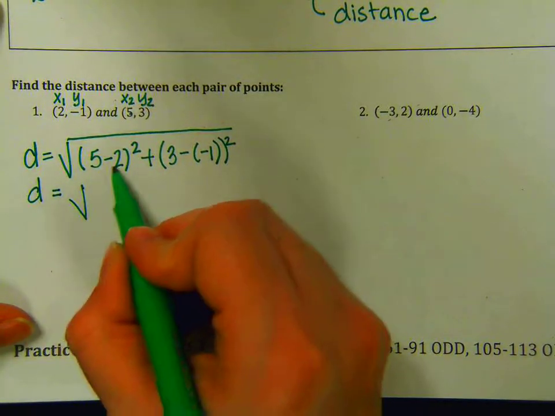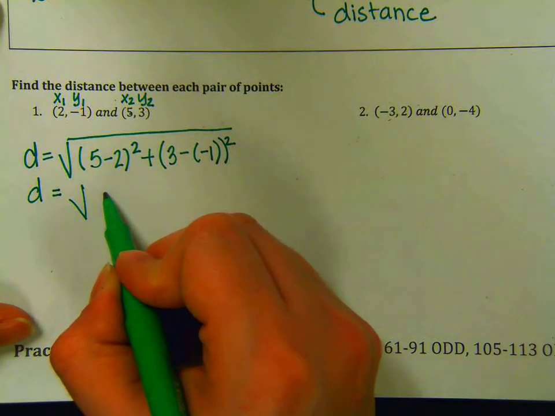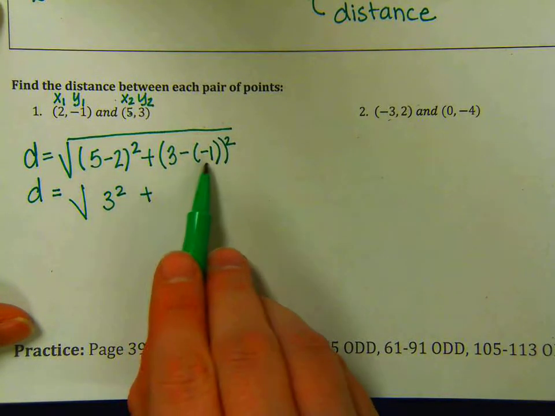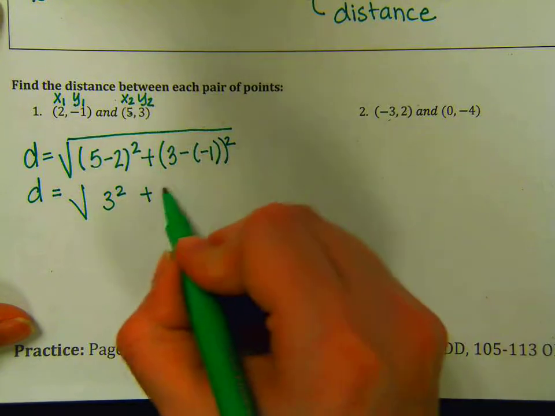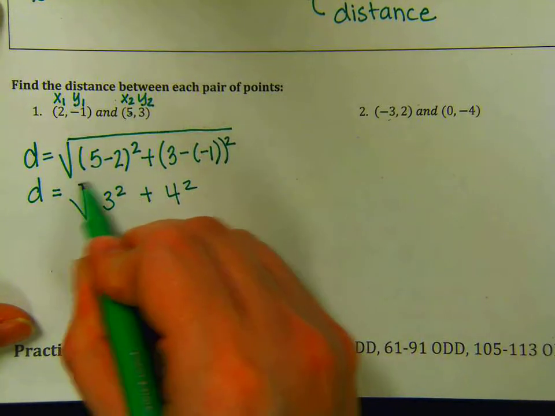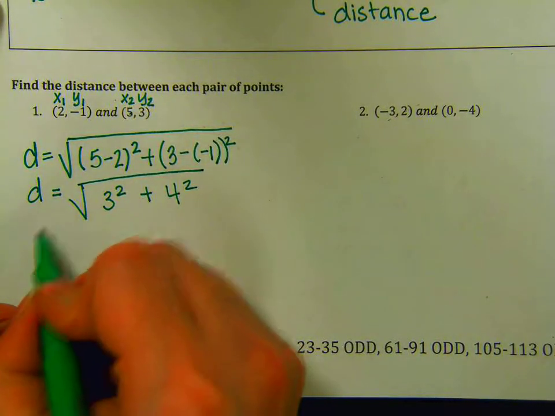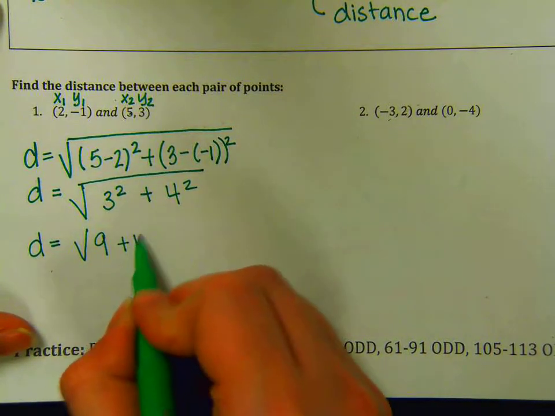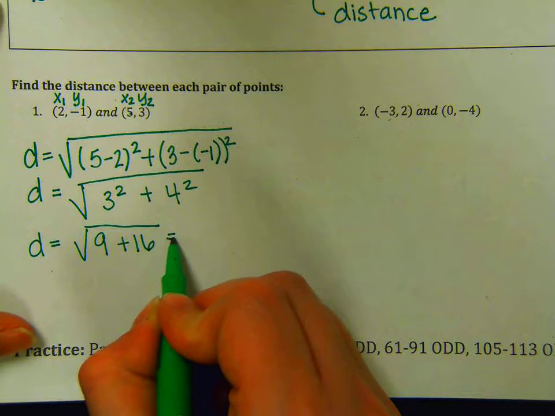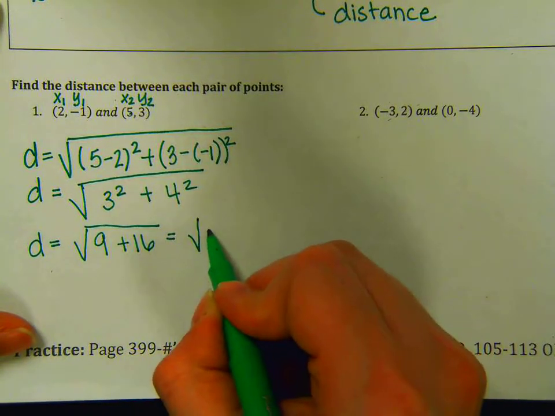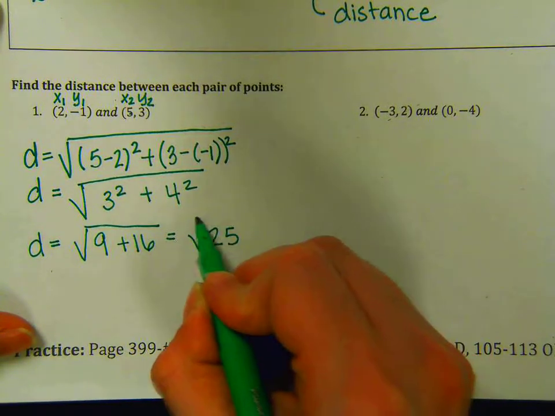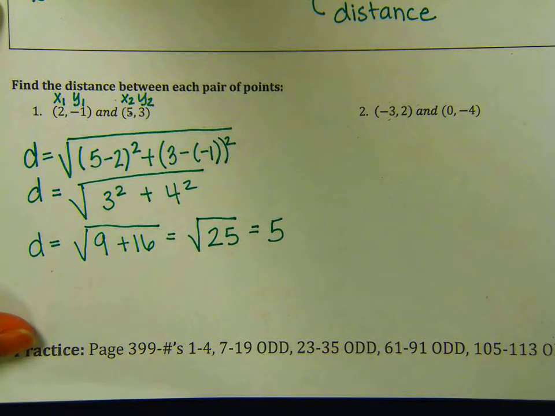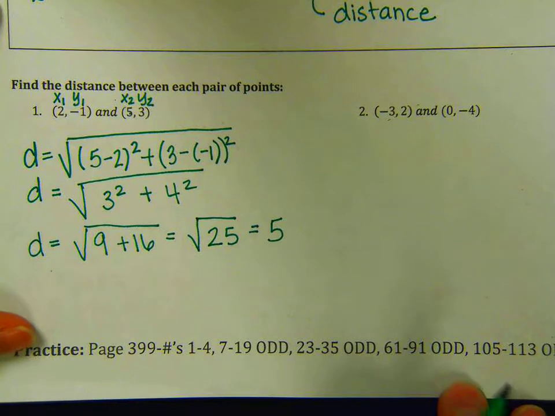So I have 5 minus 2 is 3, so 3 squared plus 3 minus negative, negative, negative make it positive, so I have 4 squared. Three squared is 9, 4 squared is 16. 9 plus 16 is 25. And the square root of 25 is just 5. So sometimes they're that simple.